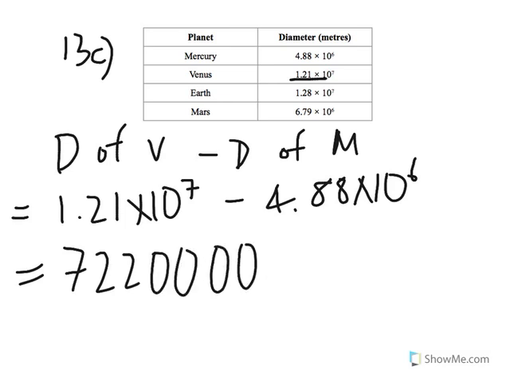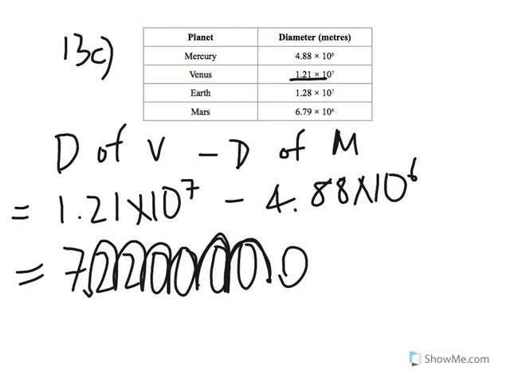Now you have to give your answer in standard form. So simply all you do is you move the decimal point, because this can be written as 0.0. You move the decimal point 1, 2, 3, 4, 5, 6 places to this spot until it becomes a number between 1 and 10. And then you write it as 7.22 times 10 to the power of the number of spaces you moved it in. So you moved it in 1, 2, 3, 4, 5, 6 spaces. So it becomes 7.22 times 10 to the power of 6.